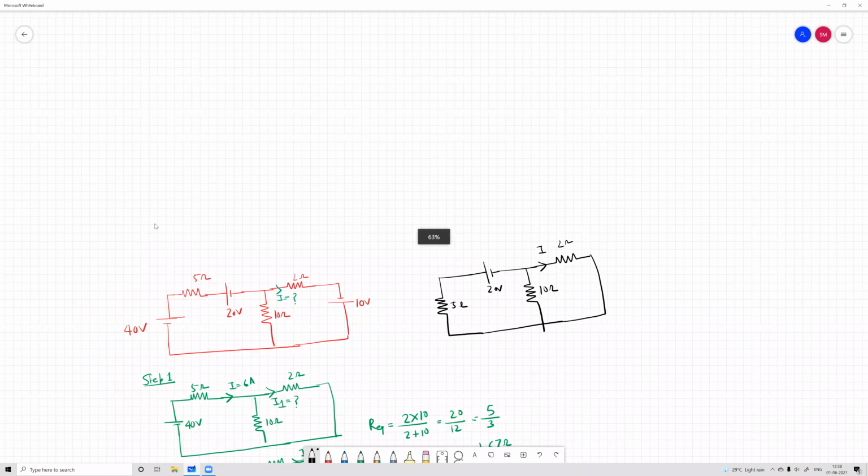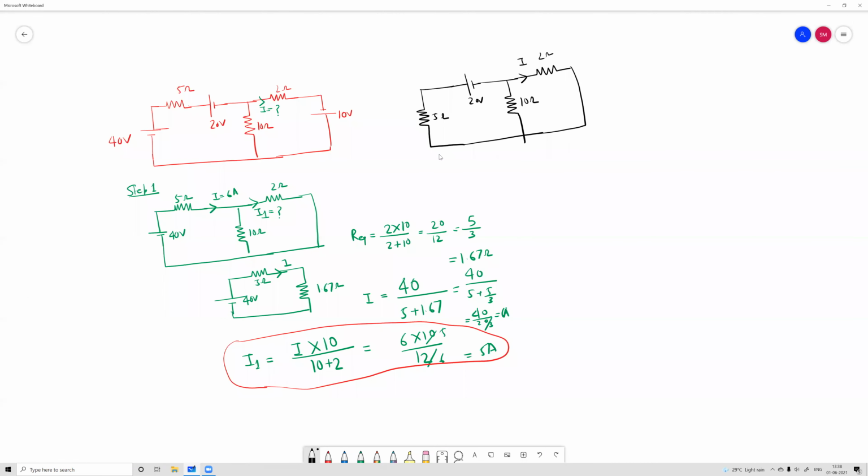Just see the green solution. The 3 amperes. I like your approach, but what will 3 ampere be? I2. I total, yes, that will be 3 ampere. How did you get it?